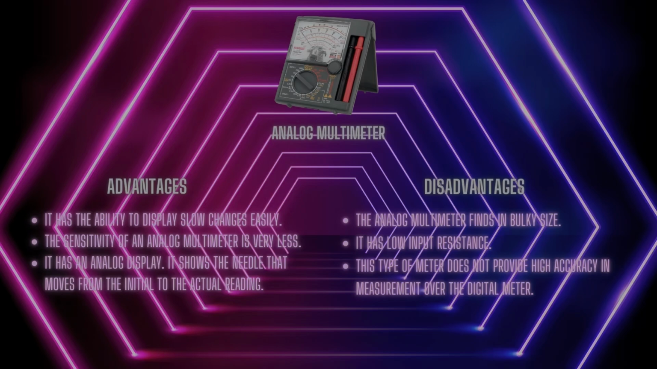The disadvantage of the analog multimeter is that it is bulky in size. It has low input resistance, and this type of meter does not provide high accuracy in measurement compared to the digital meter.